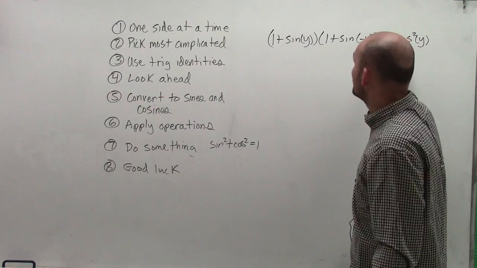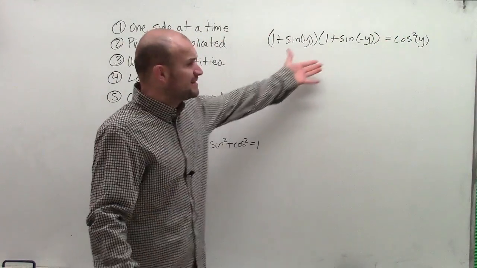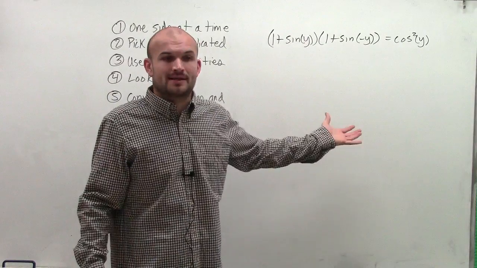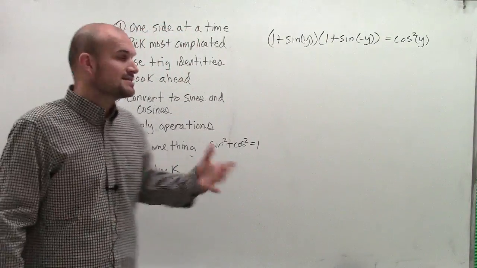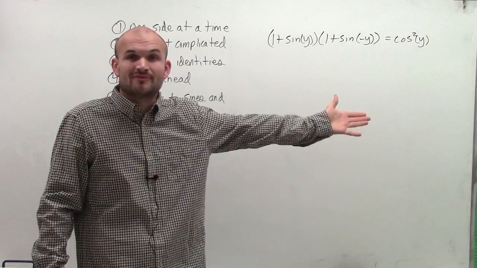Here, I obviously only have one term. Here, I have two binomials multiplied by each other. So my thinking is I'm going to want to simplify the left side by first multiplying them. But before I even get to multiply them, let's look at our identities. Are there any identities that we can use that are going to help us simplify this first?